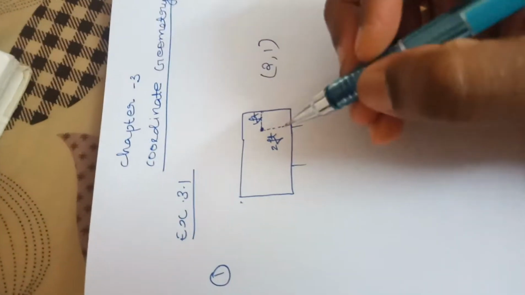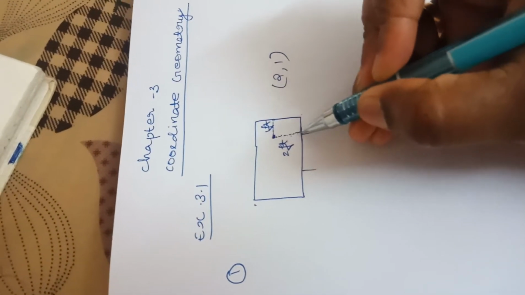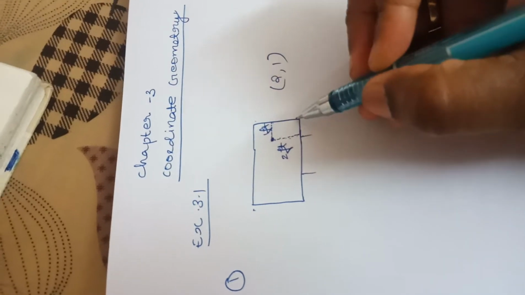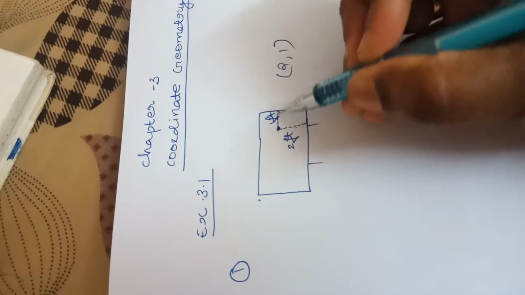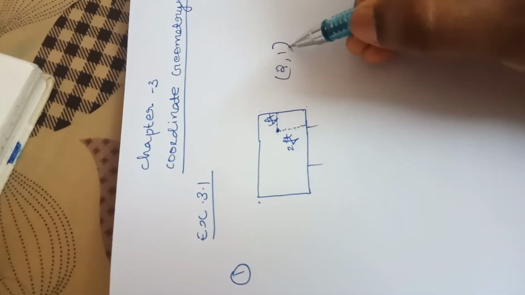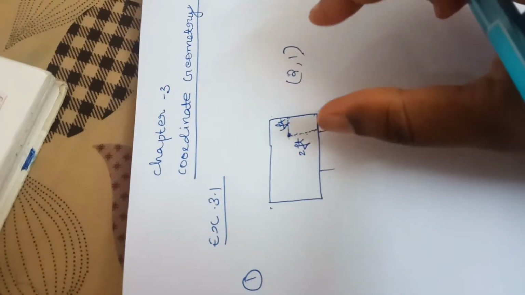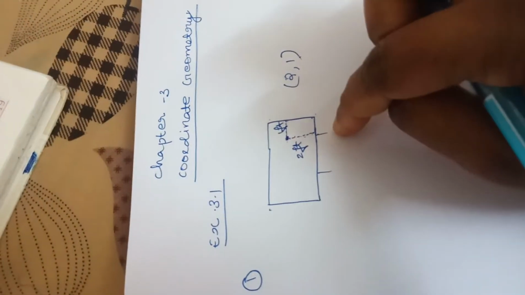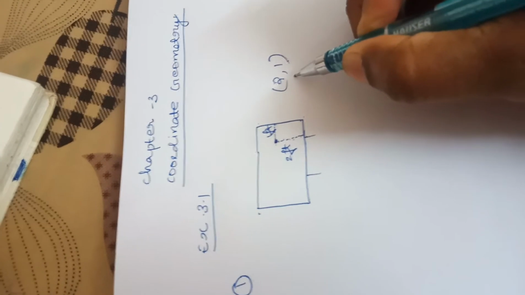From the seating side, the distance is 2 feet, and from the right side edge, the distance is 1 foot. So we can represent this point as 2 comma 1. You should draw this figure. You have to represent this in words, and after that you have to write it as a point.